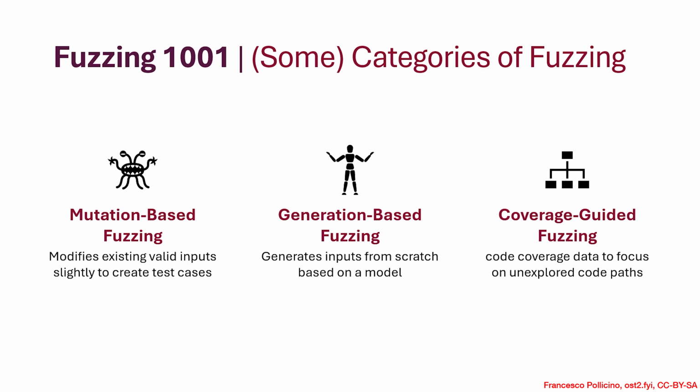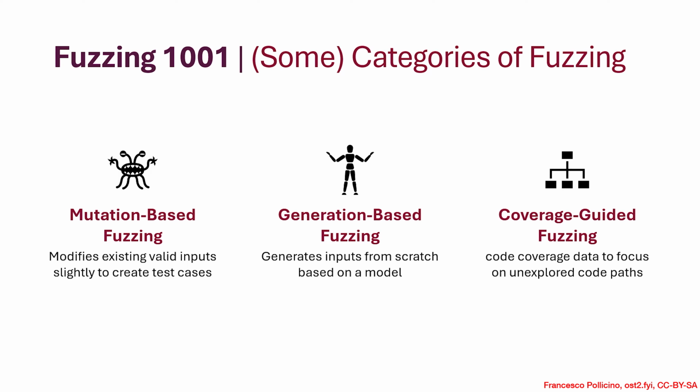This is a more intelligent approach because it uses feedback from the program's code coverage during execution. After running an initial set of inputs, the fuzzer looks at which parts of the code are executed, and based on this information, it generates new inputs to explore parts of the code that have not been tested yet.